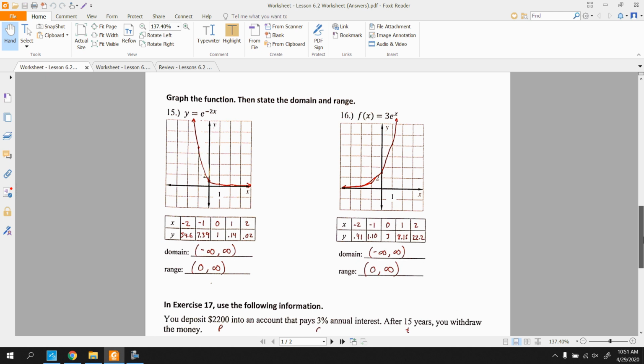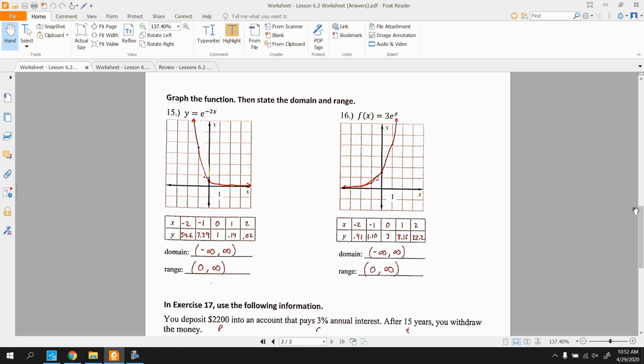On the backside of 6.2, we're making some graphs involving e, and we saw all the stuff in the 6.2 video. Very simple, basic graphs here. They can be more complicated, but I'm not asking you to do that. I'm just asking you to hit the fundamentals. Here's a decay, here's a growth. Domain and range is pretty straightforward for both graphs.